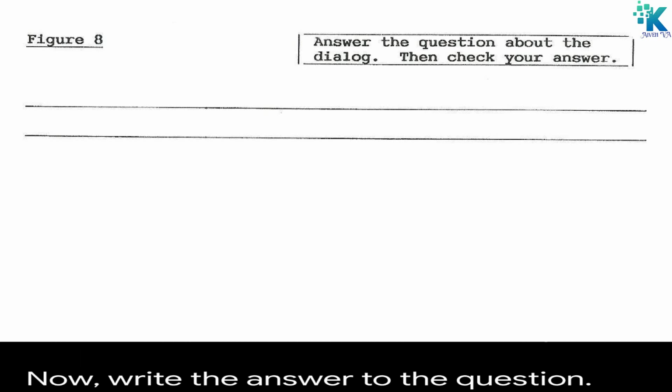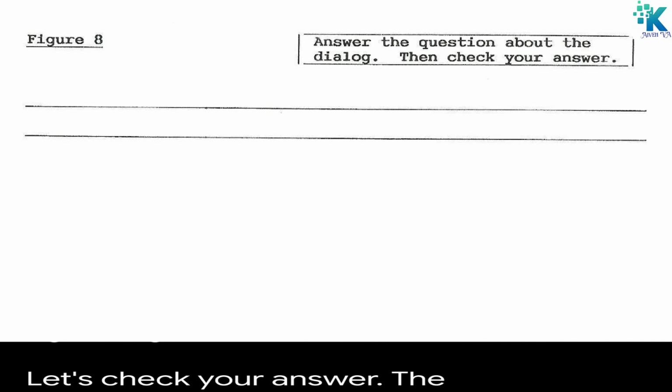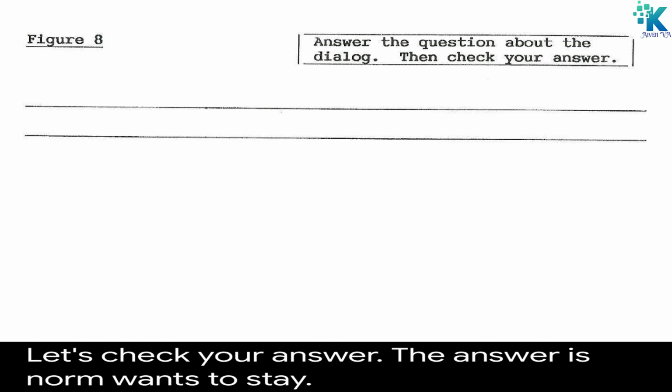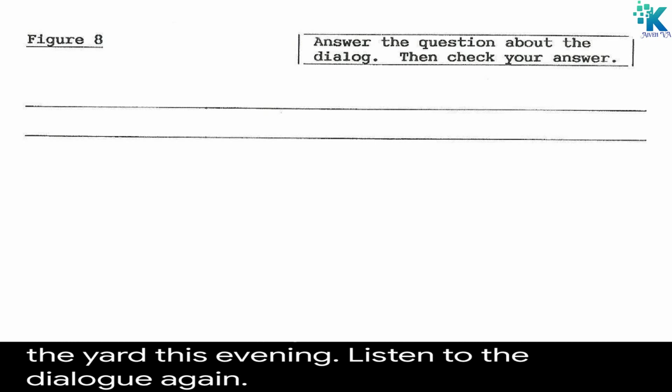Now write the answer to the question in Figure 8. What does Norm want? Let's check your answer. The answer is Norm wants to stay at home and work in the yard this evening. Listen to the dialogue again.